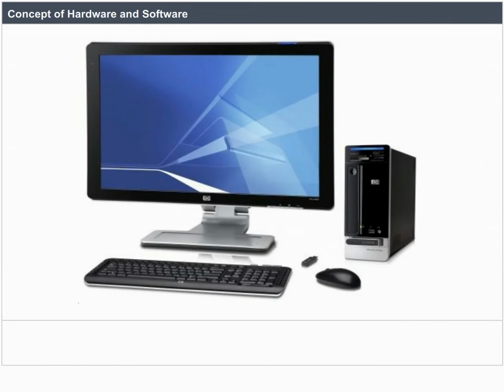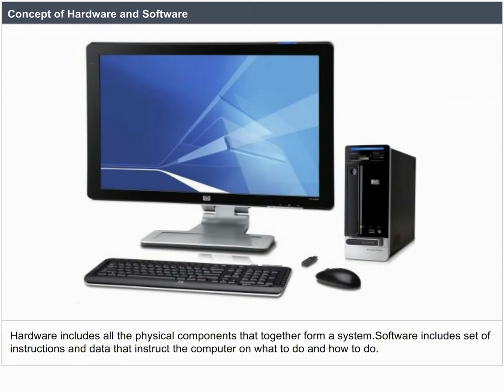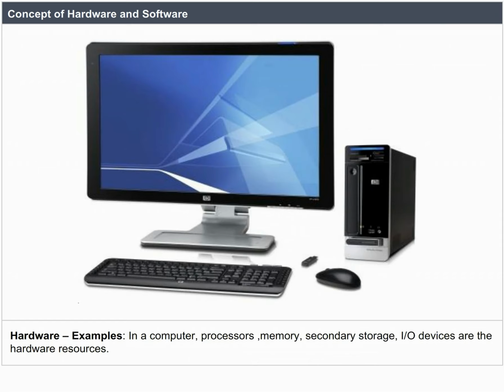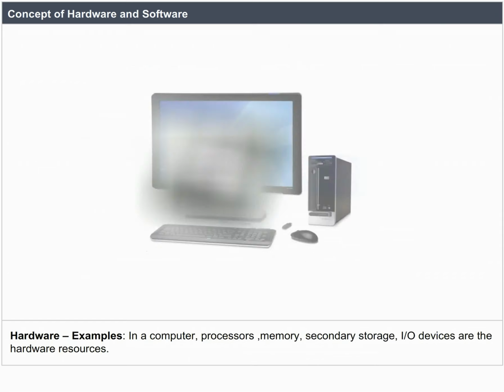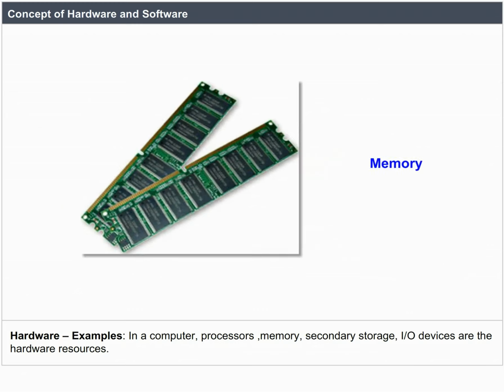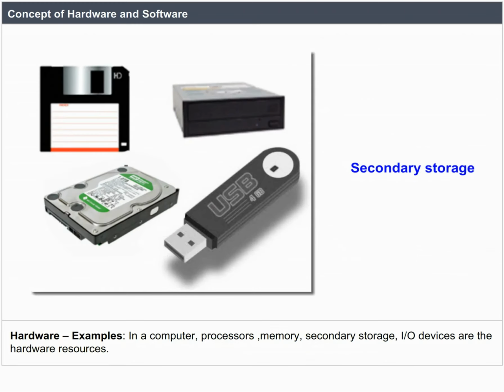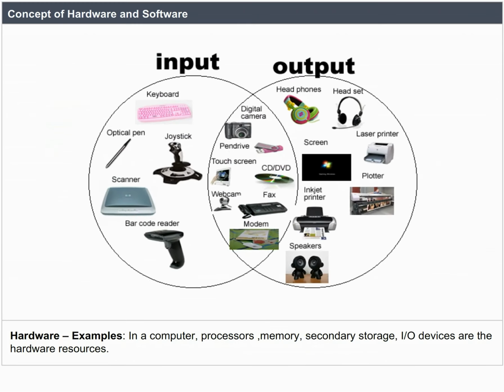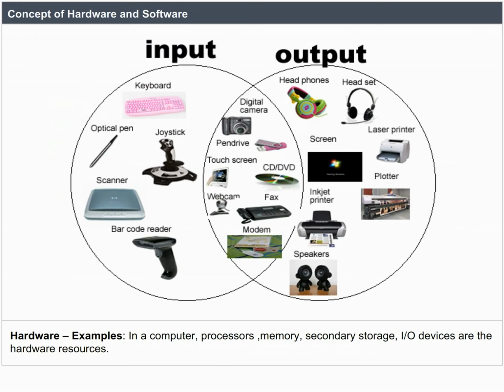Concept of hardware and software. Hardware includes all the physical components that together form a system. Software includes a set of instructions and data that instruct the computer on what to do and how to do it. Hardware. Examples: in a computer, processors, memory, secondary storage, and I/O devices are the hardware sources.